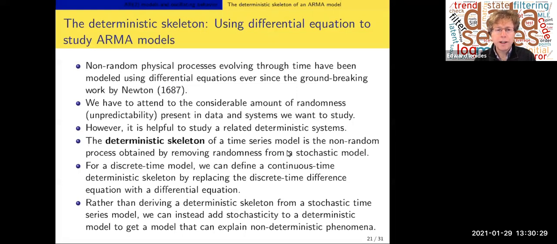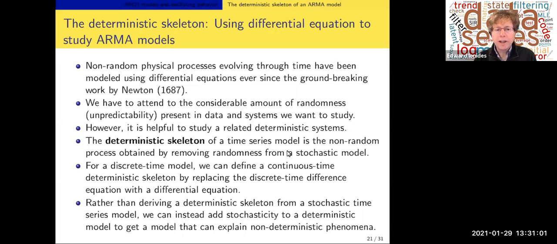So we're going to define the deterministic skeleton, but first, as some background, let's think about non-random physical processes. Time series, right, is all about randomness, but non-random physical processes evolving through time have been modeled using differential equations ever since the groundbreaking work by Newton a long time ago that set classical mechanics on its footing.